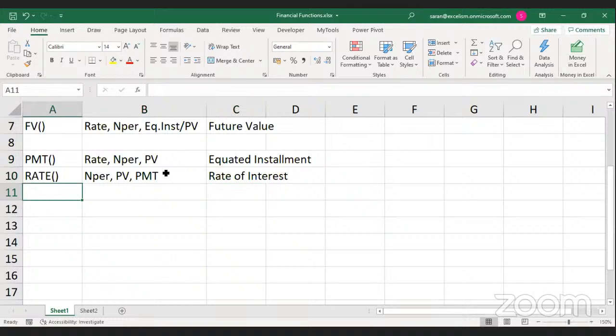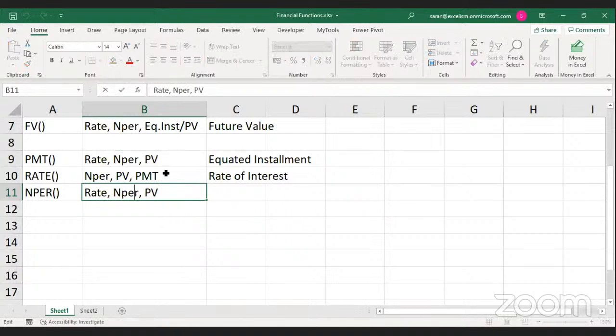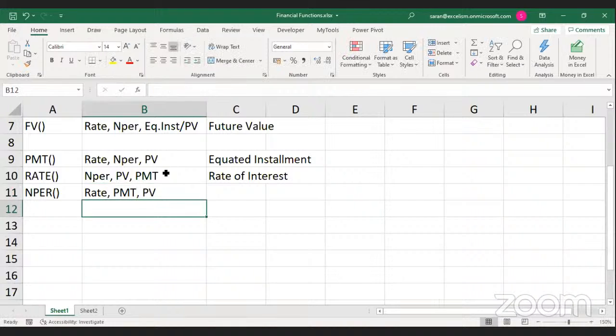Let's say in the other case, I know the amount I want to pay every installment, the rate of interest the banker has given, and the loan also the banker confirmed, but my EMI or equated installment will increase or decrease based on the number of periods I opt for. So if I want to calculate the number of periods, the remaining three must be the arguments. So let me take rate, let me take PMT, and let me take PV. If you observe here, all are the other way around functions. If you know three parameters, the remaining parameter you can find out.